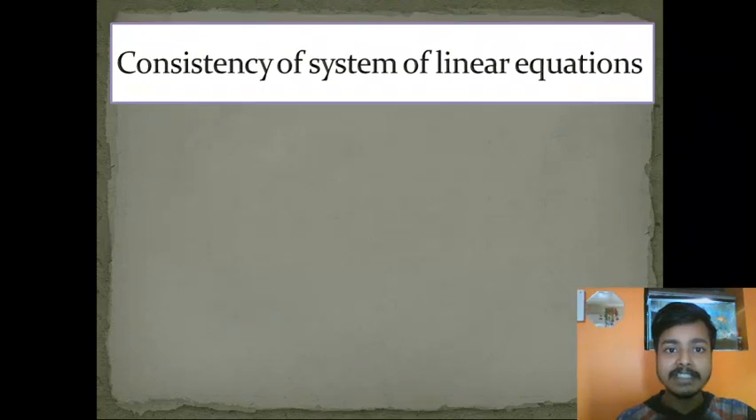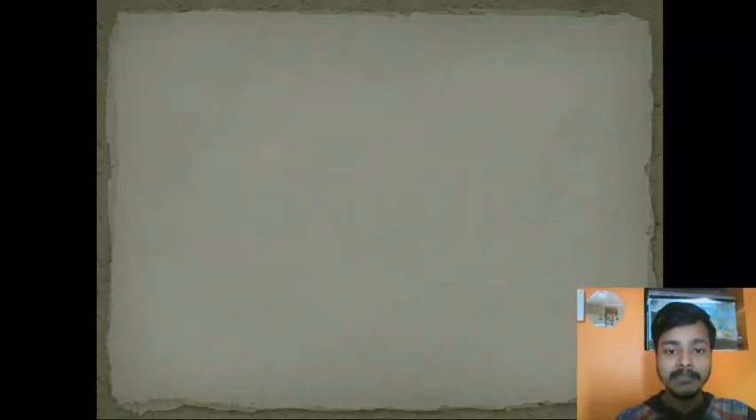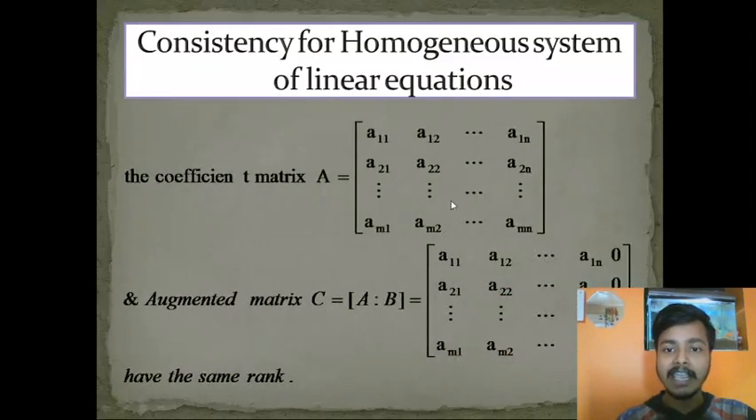Now the next important thing is consistency of a system of linear equations. Whenever we talk about consistency, we have two types of system: homogeneous and non-homogeneous. The system you see in this slide is homogeneous, because for a non-homogeneous system we have some scalars, say b1, b2, bm, instead of 0, but for a homogeneous system we always have 0. This system will be consistent, meaning it possesses a solution, if the rank of the coefficient matrix A and the rank of the augmented matrix C are the same. Then and only then is a solution possible.